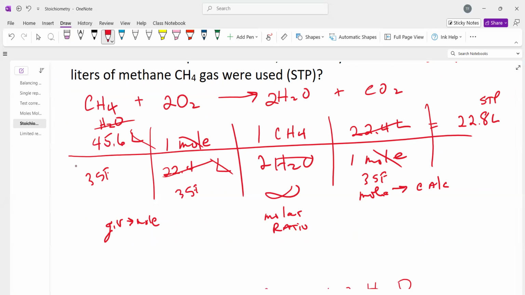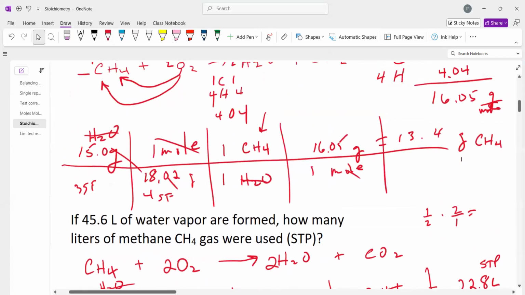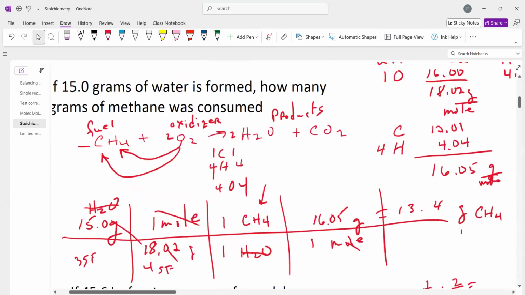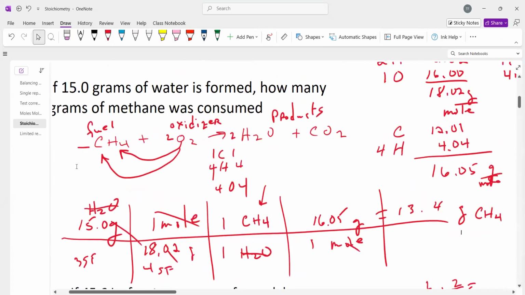For example, on this one up here, I could have said how many kilograms of methane are formed. So you would put a conversion at the end to go from grams to kilograms. But the basic fundamental setup is this one here.